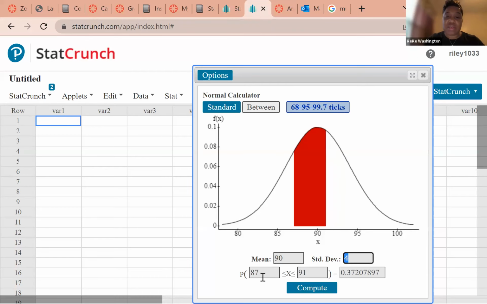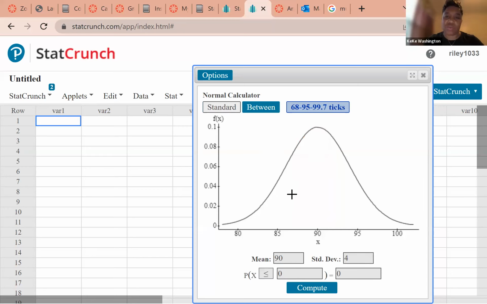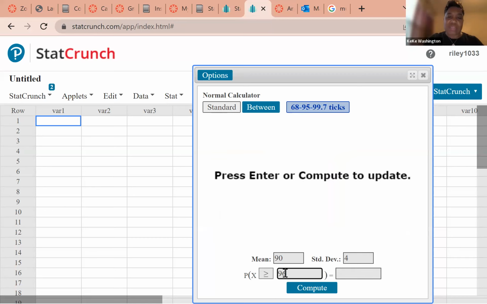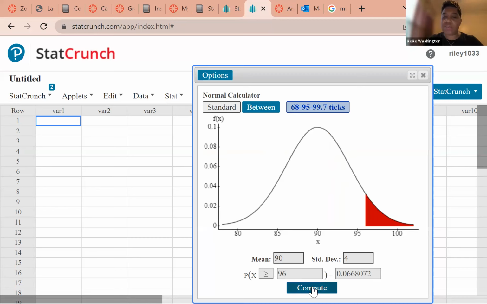So in StatCrunch, I would keep the X values in. And because I want greater than 96, I want to go to standard because I don't want the between. But I would change this, that X values have to be greater than 96. And there you go. So we would say that's about 6.68%, or you can say approximately 7%.